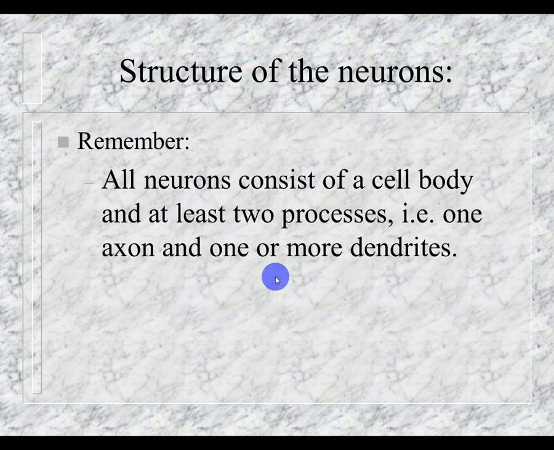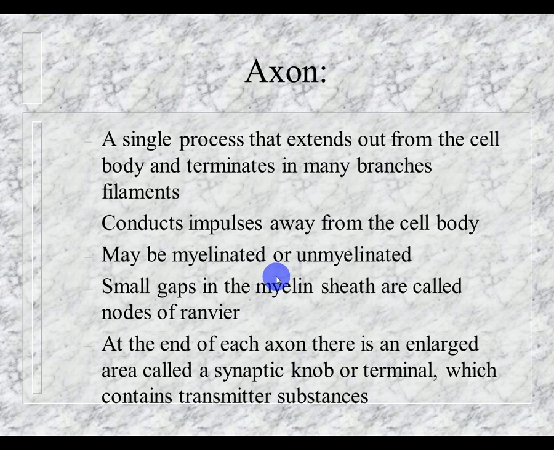All right, so just remember the structure of a neuron. All neurons have a cell body and at least two processes, one axon and one or more dendrites. Let's talk about each part. The axon is a single process that extends out from the cell body and terminates in branched filaments, and you can see that on page 906. It conducts impulses away from the cell body.